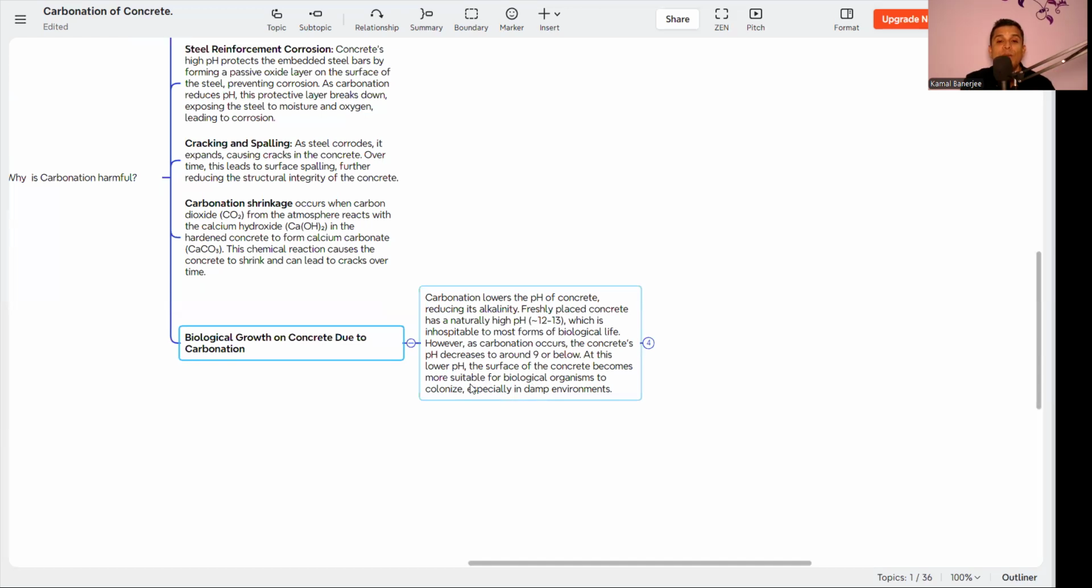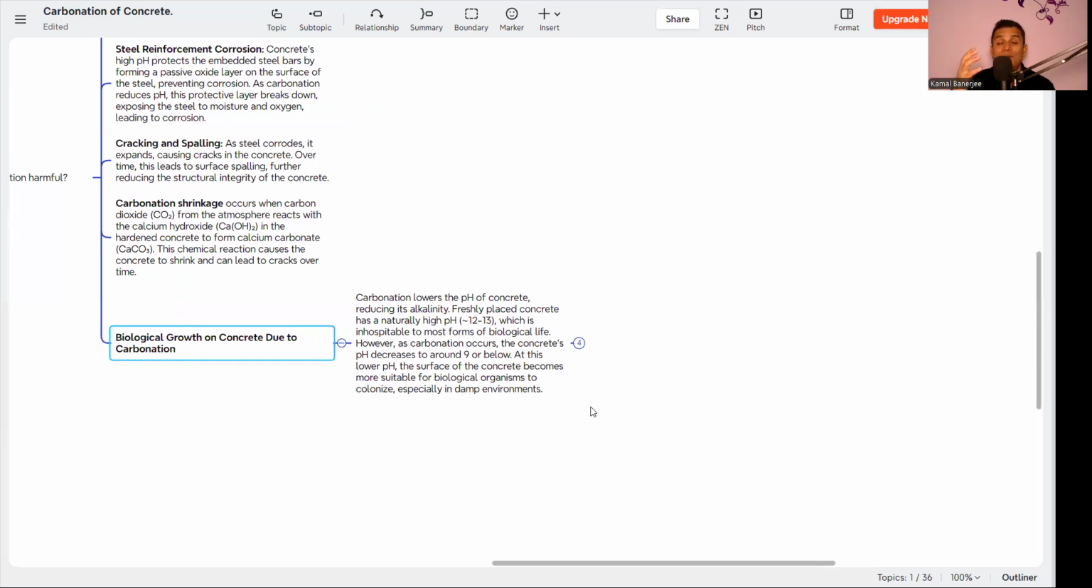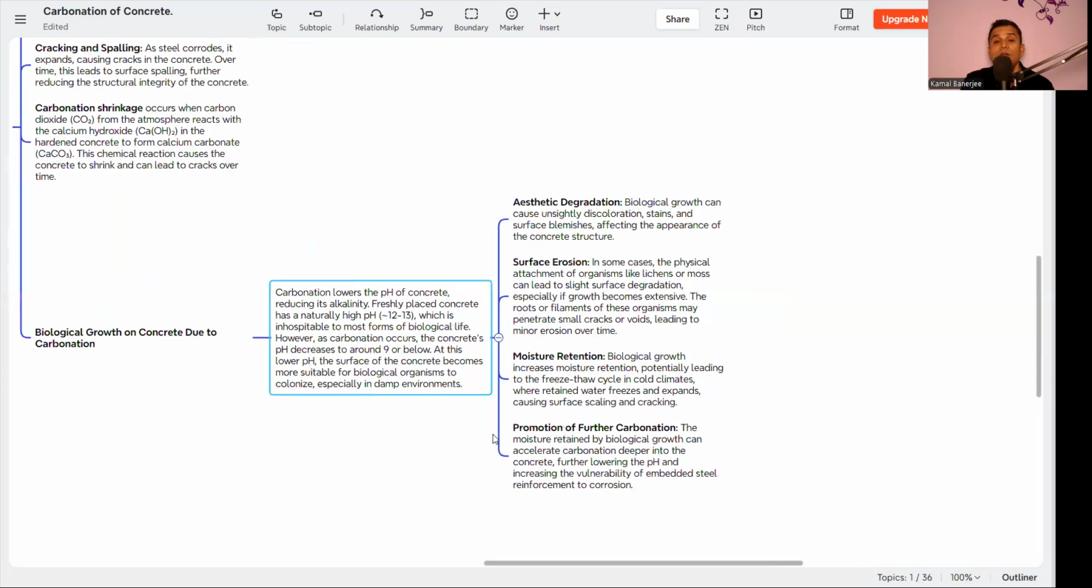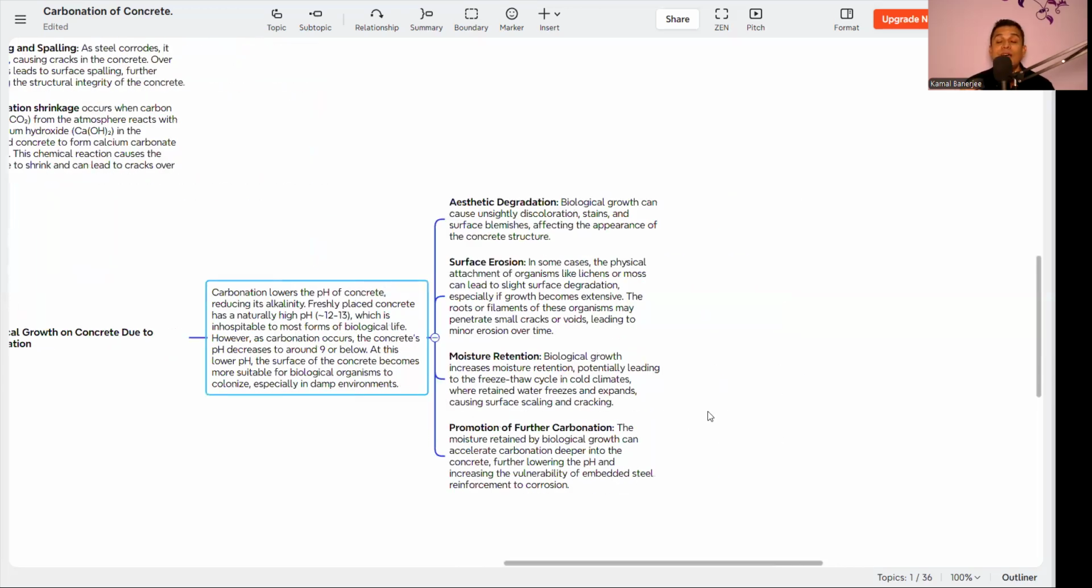Now, at this lower pH, the surface of the concrete becomes more suitable for biological organisms to colonize, especially in a damp environment. If the pH is lowered and there is moisture, then biological growth can happen. So what will happen if biological growth is happening due to the carbonation? First is aesthetic degradation. Biological growth can cause unsightly discoloration, stains, and surface blemishes, affecting the appearance of the concrete structure. That will happen. And then surface erosion.